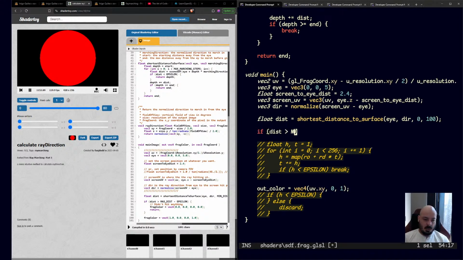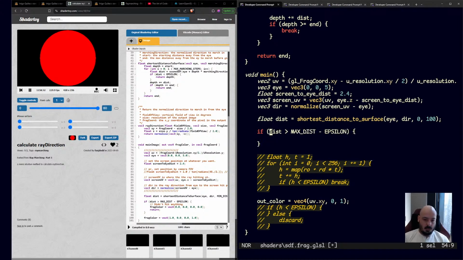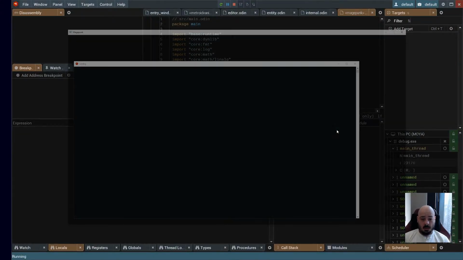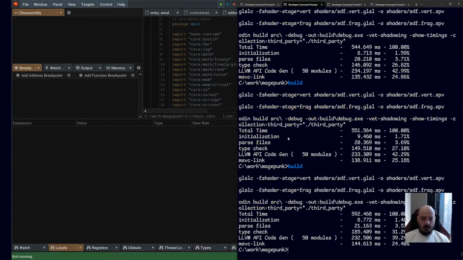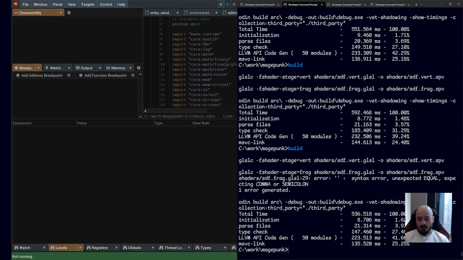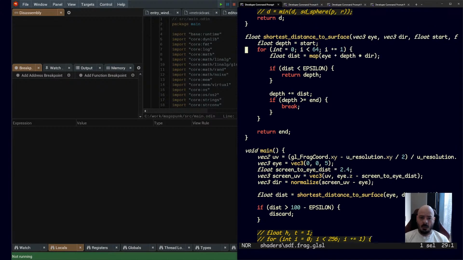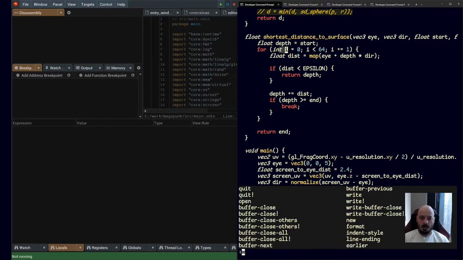If dist is greater than... I don't have max dist, so let's do 100 for right now. We didn't hit anything, so I'm going to discard. Otherwise, we set the color to the UV coordinates, I guess. Okay. That didn't build, I'm guessing. Yeah. So I forgot a semicolon, I think. Huh? No? Yeah. Forgot the I there.